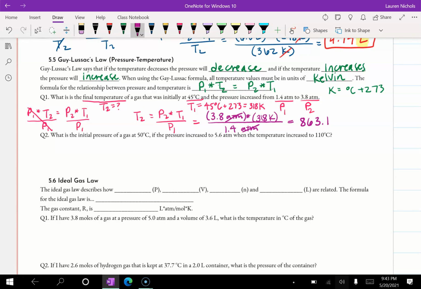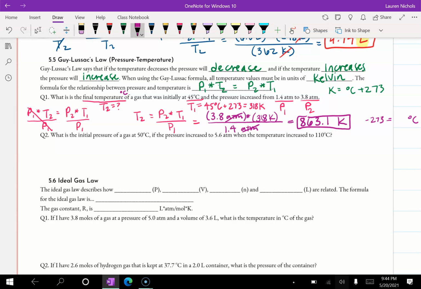863.1 Kelvin. Excellent. And again, they don't ask for our temperature to be in degrees Celsius, but if they did, we would just subtract 273 to change the unit of our answer.